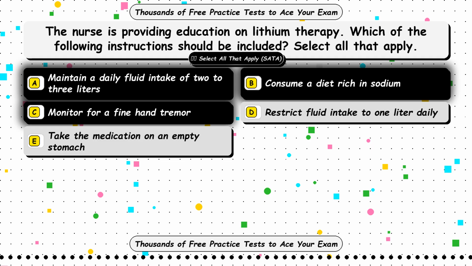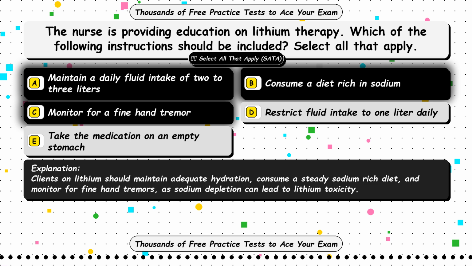The correct answers are options A and B and C. Maintain a daily fluid intake of 2 to 3 liters. Consume a diet rich in sodium. Monitor for a fine hand tremor. Clients on lithium should maintain adequate hydration, consume a steady sodium-rich diet, and monitor for fine hand tremors, as sodium depletion can lead to lithium toxicity.